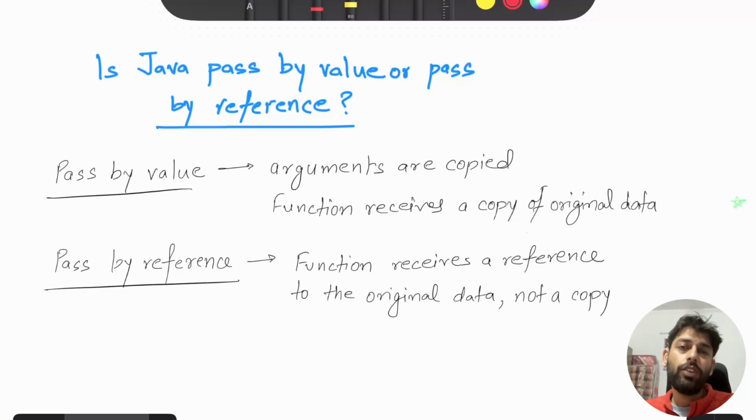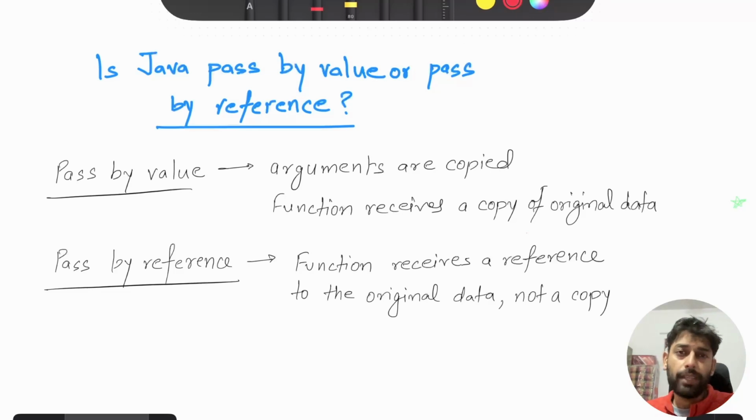In pass by value, whenever a function is called, the arguments are copied and the function receives a copy of the original value. So whenever you make any changes to the parameters of the function inside that function, its value is not affected outside of the function usually.